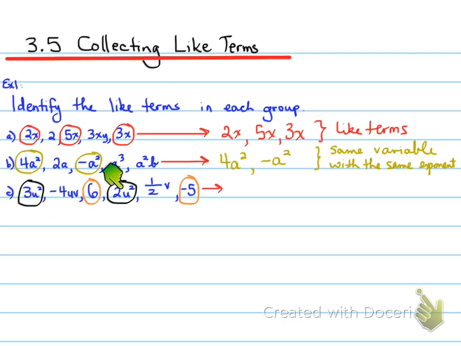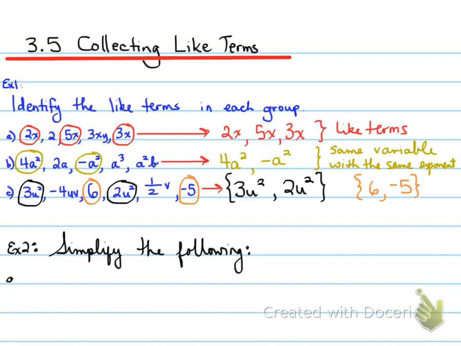So we have 3u squared and 2u squared together. 3u squared and 2u squared are like terms. But as well, 6 and negative 5 are also like terms. So what we're looking at here are things that are like. These two are not like terms because they do not have the exact same variables with the exact same exponent. They only have part of it, and part of it doesn't work.